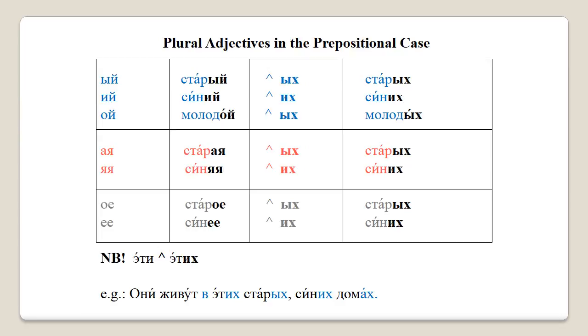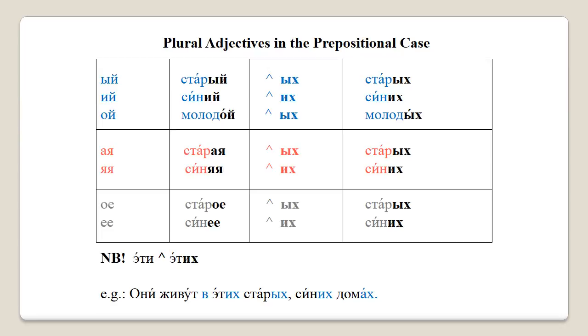Now let's see what happens to plural adjectives in the prepositional case. The good news is there are only two possible endings, either ых or их. Masculine adjectives that end in «ый» in singular will turn into «ых» in plural, as in старый, старых. «ий» will turn into «их» in plural, синий, синих. «ой» will turn into «ых» in plural, молодой, молодых. «ая» will turn into «ых» in plural, старая, старых. Яя will turn into их in plural, синяя, синих. Ое will turn into ых in plural, старое, старых. And ее will turn into их in plural, синее, синих.